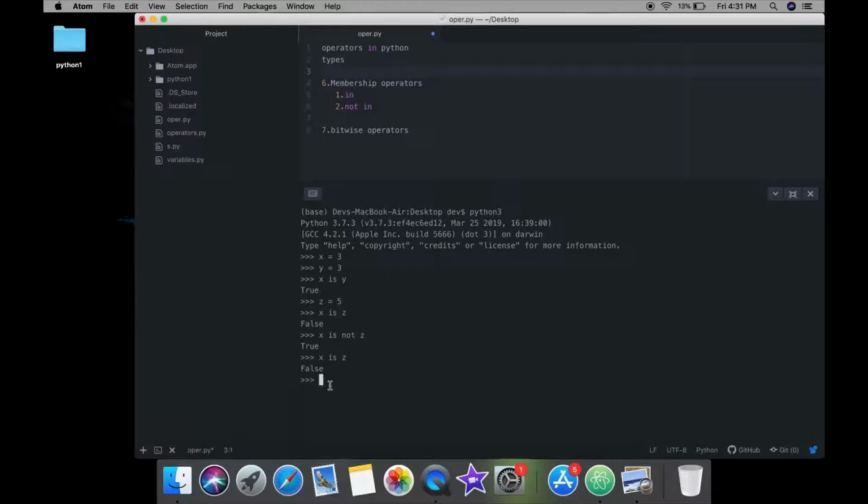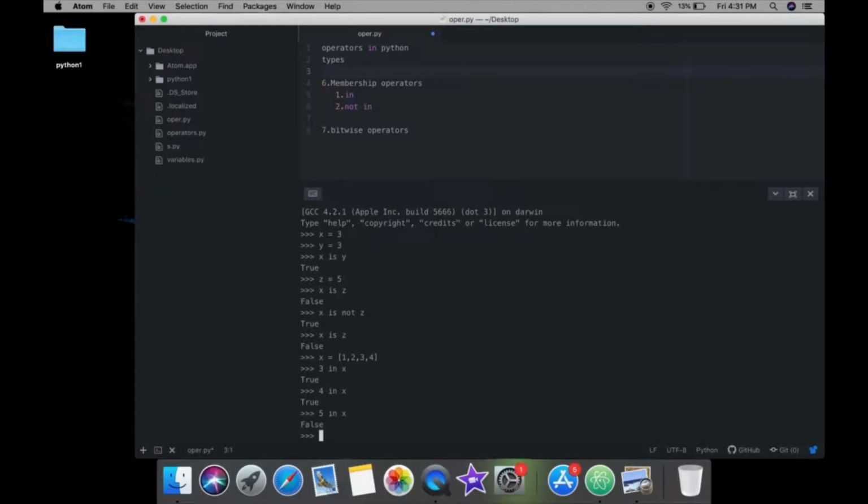Now we have in. For that we take an example of a list. Like I have x is equal to 1, 2, 3, 4, and then in and not in means whether any particular value is in that or not. Suppose I need to find 3, then 3 in x, I will get true. If I write 4 in x, I will again get true. But if I write 5 in x, I will get false.